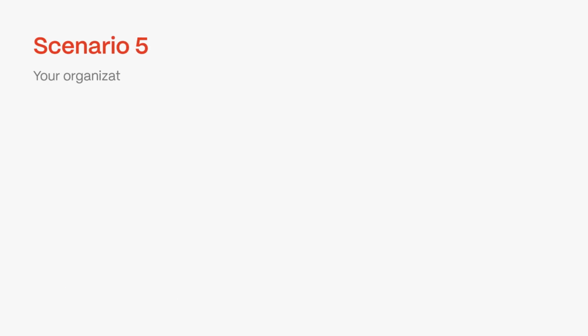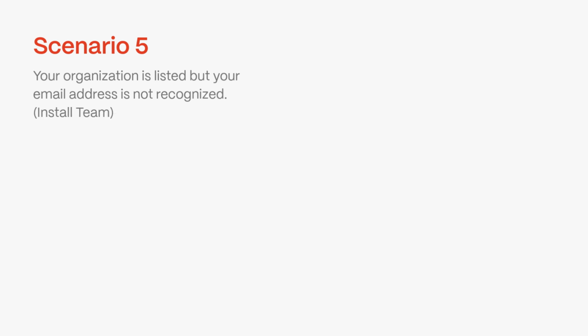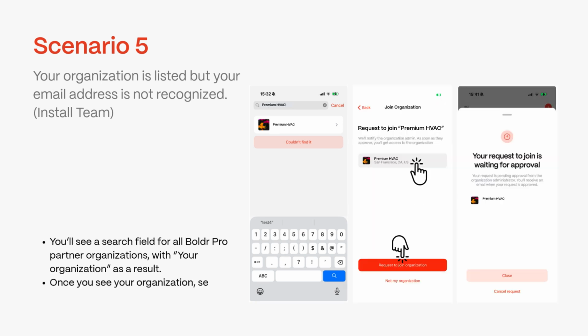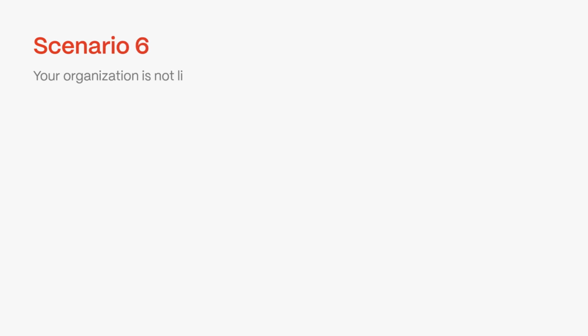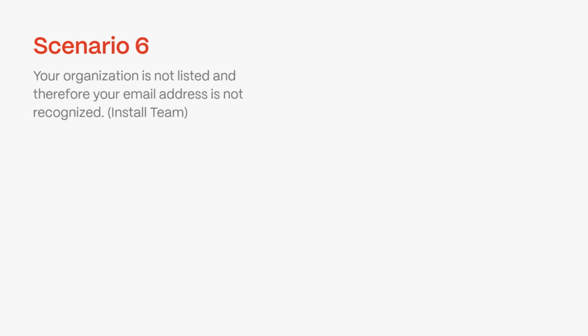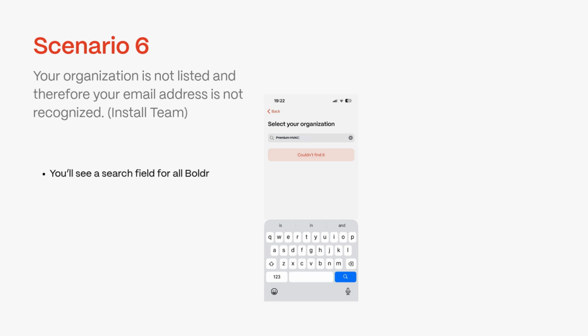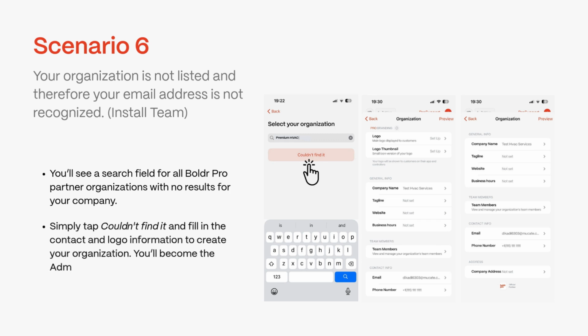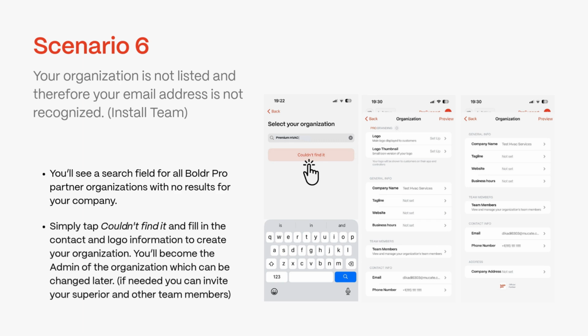Scenario 5. Your organization is listed but your email address is not recognized. You'll see a search field for all Boldr Pro partner organizations, with your organization as a result. Once you see your organization, select it, and tap Request to Join Organization. Scenario 6. Your organization is not listed and therefore your email address is not recognized. You'll see a search field for all Boldr Pro partner organizations with no results for your company. Simply tap Couldn't Find It and fill in the contact and logo information to create your organization. You'll become the admin of the organization, which can be changed later. If needed, you can invite your superior and other team members.